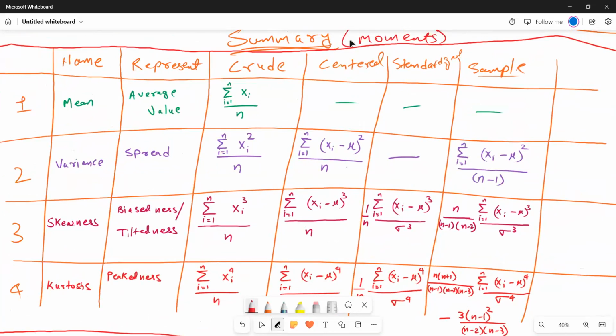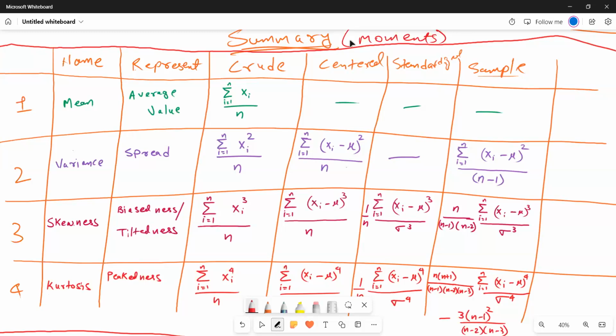In crude, you'll have the raw form of the moments, right? For example, summation of x raised to the power of 4 by n. In a similar way, in centered, we'll simply replace x with xi minus mu. We'll simply subtract every individual element from the mean of the data. So here, xi minus mu whole square by n, xi minus mu whole cube by n, xi minus mu raised to the power of 4 by n.